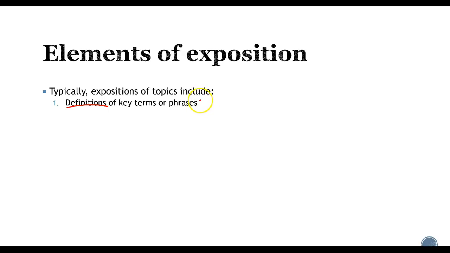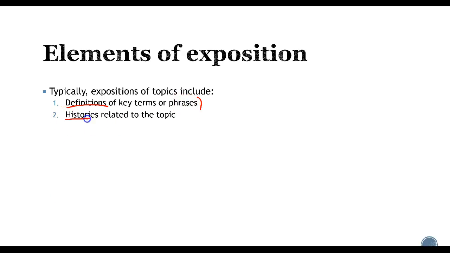If we're doing a paper on racial profiling, we probably need to define racial profiling. If we're doing a paper on abortion, we probably need to define or explain what abortion is. If we're doing a paper on high school dropouts, we probably need to define what a high school dropout is. So definitions make up a key step in exposition.